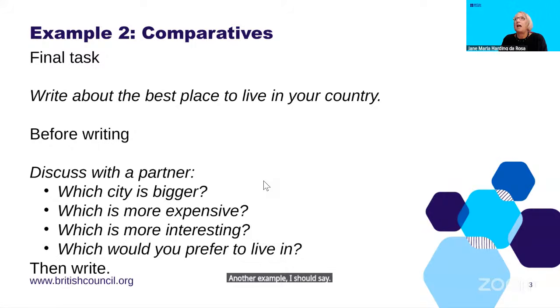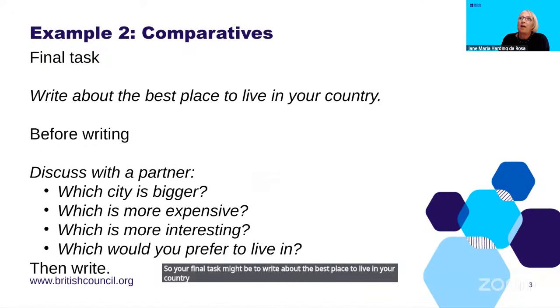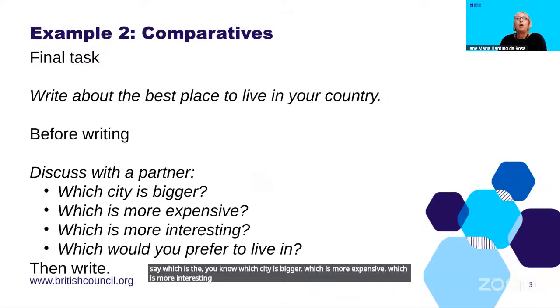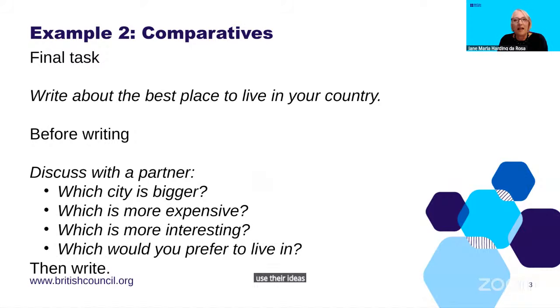So we're doing this. Then here's another example. Your final task might be to write about the best place to live in your country. But before they write, they need to speak about it, talk to their partner, say which city is bigger, which is more expensive, which is more interesting, getting them to use their ideas in a conversation first.